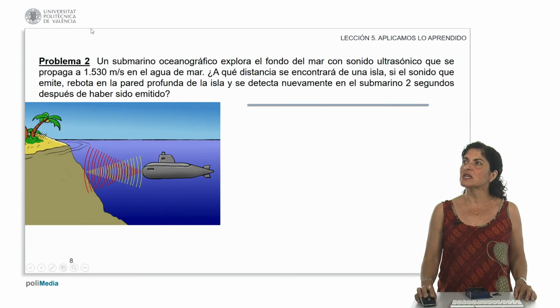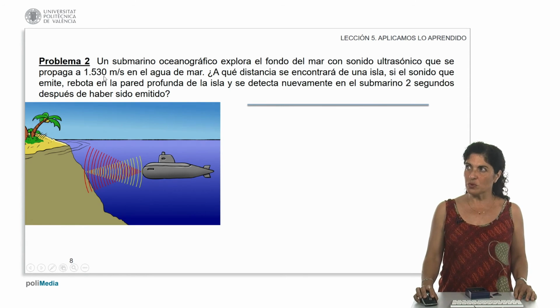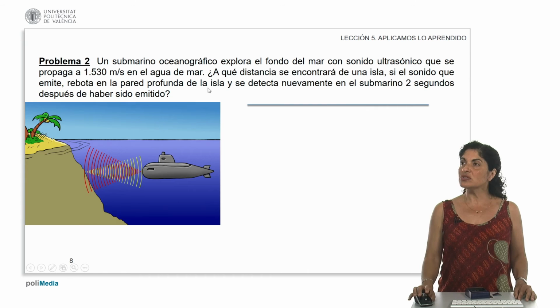In the following exercise, we are told that an oceanographic submarine explores the bottom of the sea with an ultrasonic sound that propagates at 1,530 meters per second in the seawater. How far will it be from an island if the sound it emits bounces off the deep wall of the island and is detected again by the submarine 2 seconds after it was emitted?